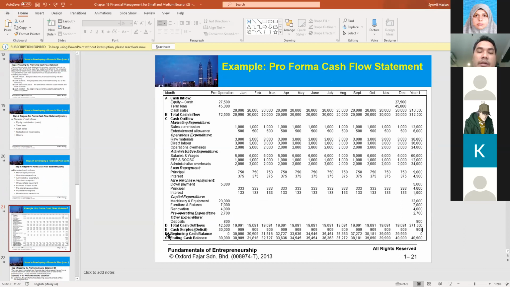Some formats put the beginning balance below, and some formats put the beginning balance at the top of the cash flow statement. But the most important thing is that you see at the end of the month whether you have a shortage of cash or not. That's what we call a cash flow statement.